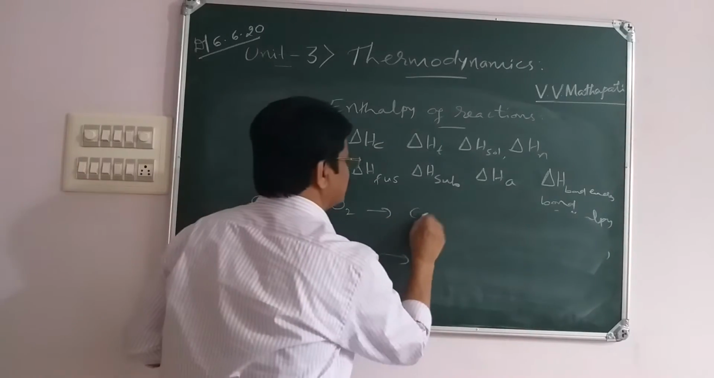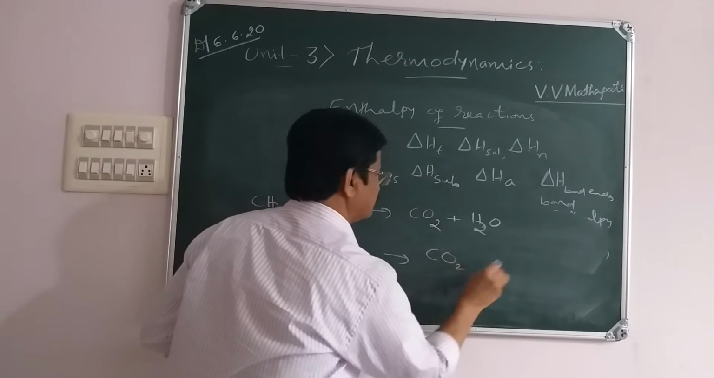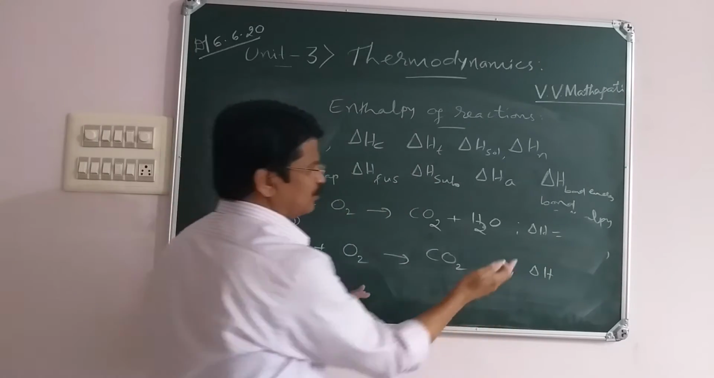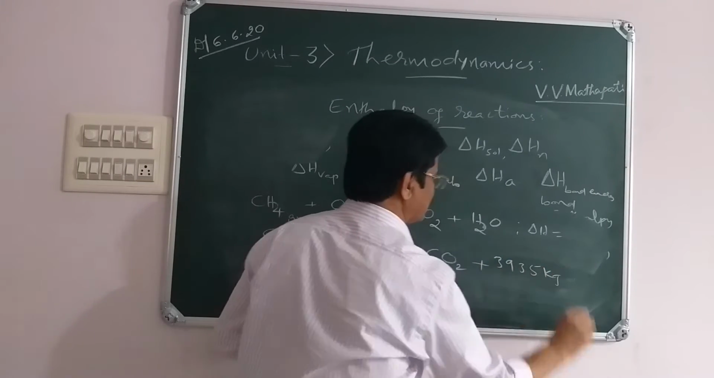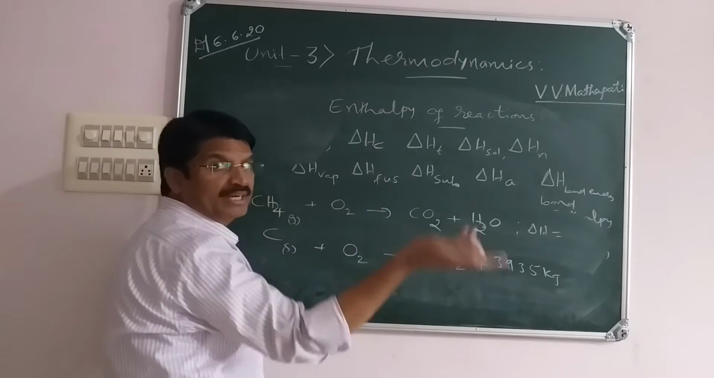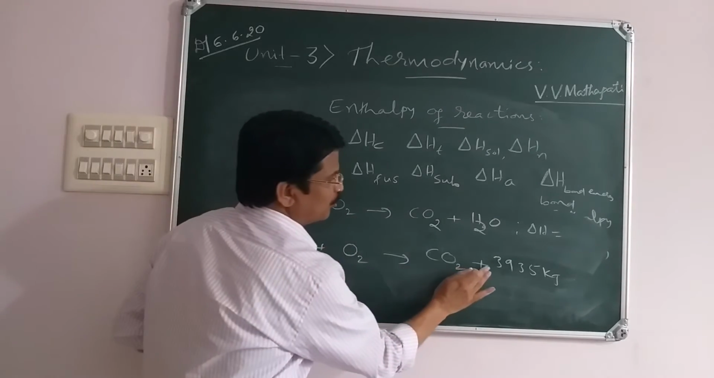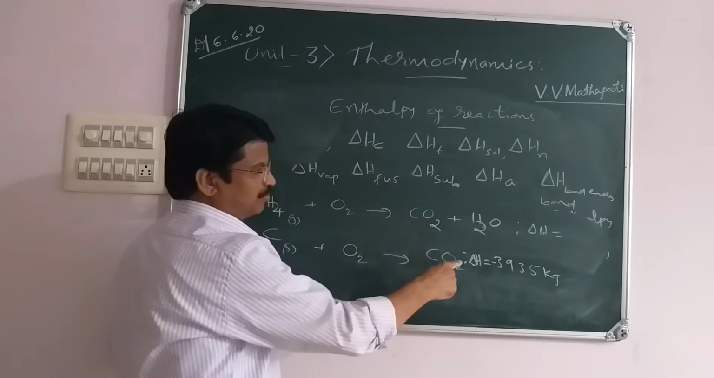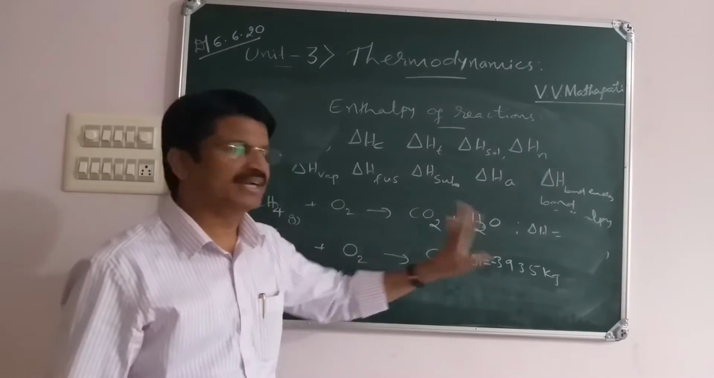Enthalpy change, CO2 plus water, CO2, delta H equal to. But in some papers you can see, instead of delta H they will give, yes, if the exothermic reaction, on the right side they are giving plus, endothermic reaction minus. But if you want to write the delta H term, remove plus and write delta H equal to a negative value. Plus changes into negative because you told it is exothermic. Then delta H value is negative.